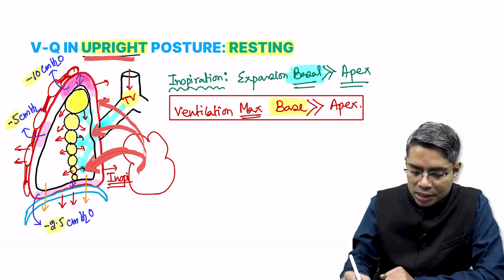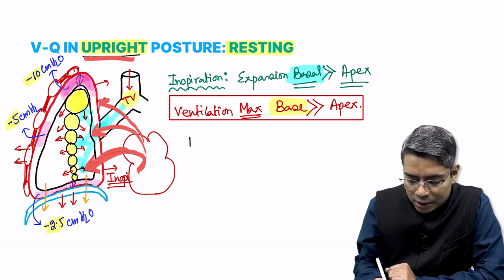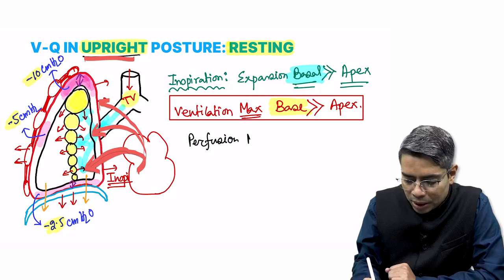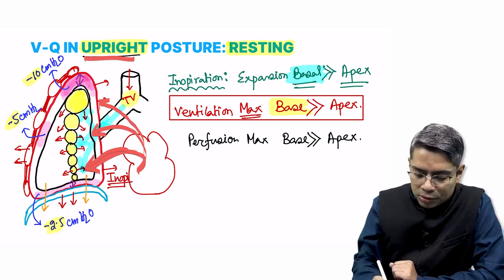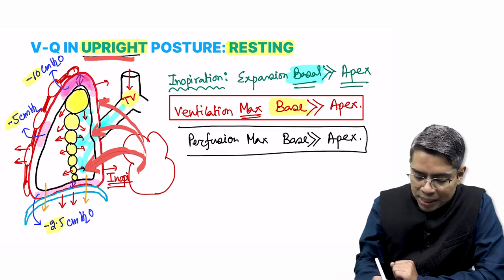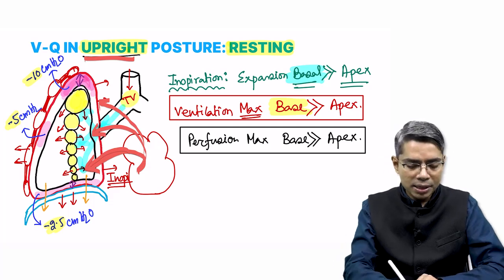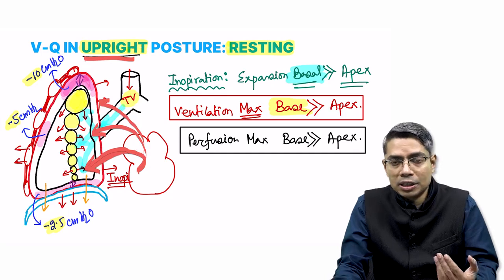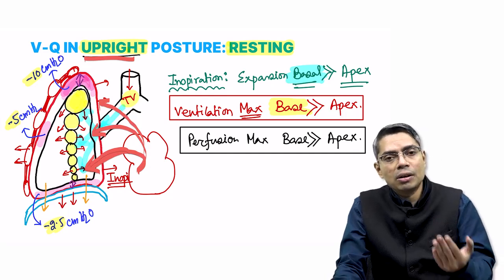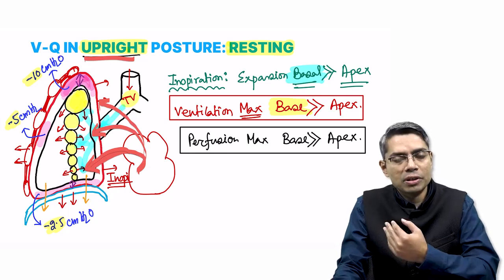So this is easy to understand. That's why we write down that the perfusion of the lung in resting condition is maximum again in which part of the lung? The base of the lung rather than the apex of the lung. So please note down, this is very crucial information. In resting condition, in normal condition, when the person is in upright posture, so not in the supine posture, maybe in the sitting or standing posture, what is going to happen?